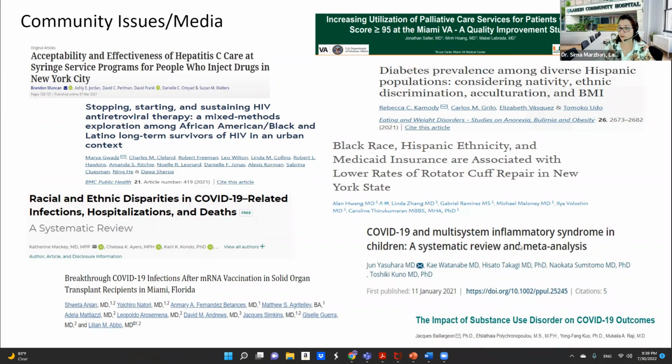COVID-19 and multi-system inflammatory syndrome in children, a systematic review and meta-analysis. So again, a specific population, a specific disease, and something that is a hot topic and touchy topic right now among the population. Impact of substance use disorder on COVID-19 outcomes. All of those are coming from a history of medical conditions and recent hot topics and issues among a specific population in the community around us.